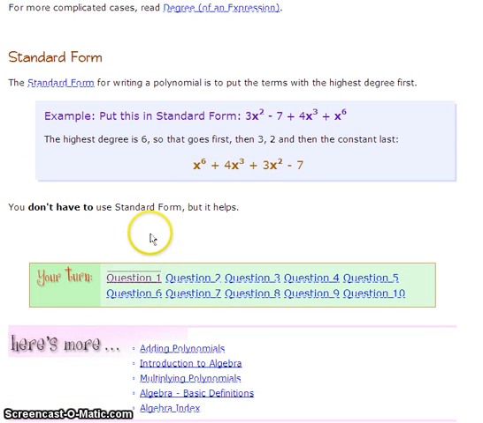Let's go through some sample questions, and you can also go to this website on your own. It is mathisfun.com, and when you get to mathisfun.com, you can type in polynomials, or you can just type into the Google search engine polynomials and click on the Math is Fun website. Let's try a few questions.